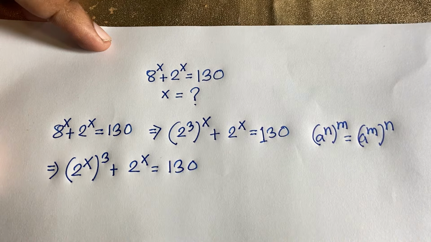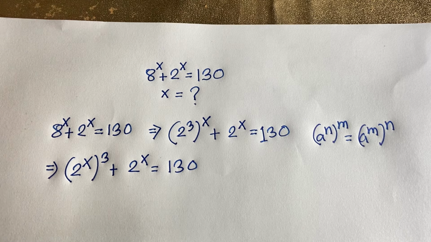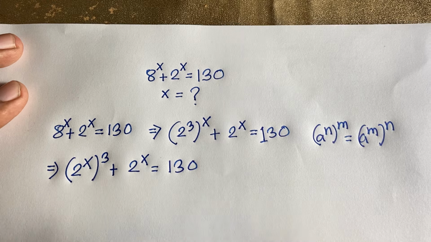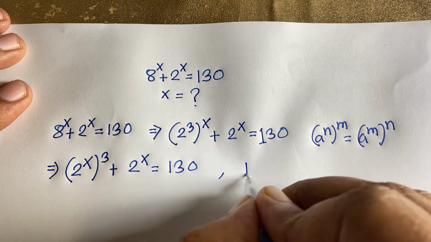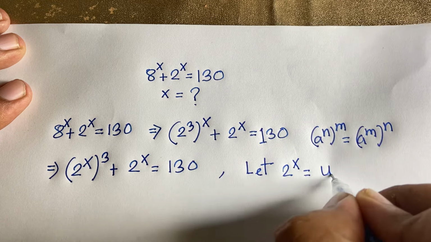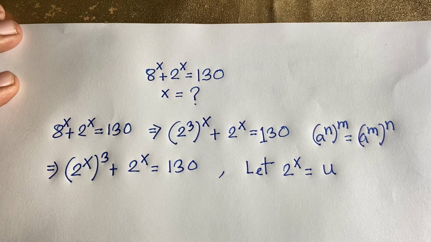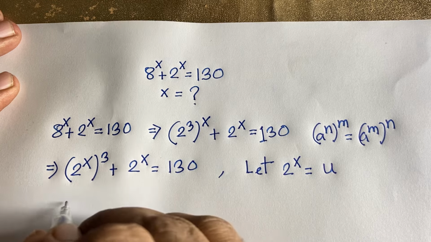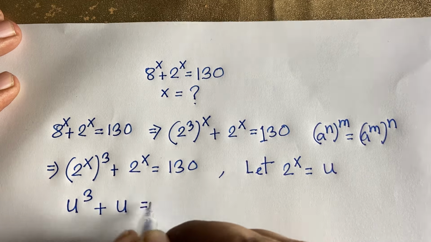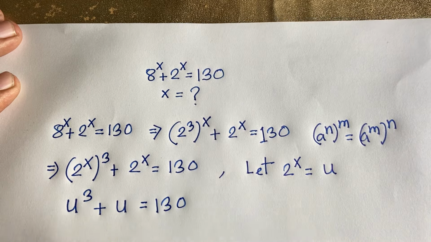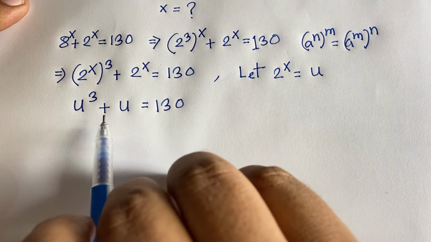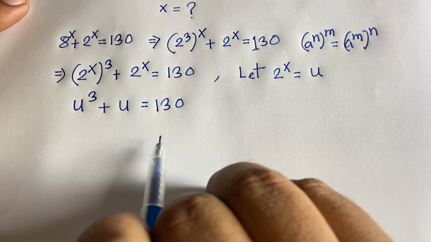So we'll find out here is a wonderful equation, because here is 2 to the power x and this is 2 to the power x. So at this moment, let 2 to the power x be u. So I can easily write u to the power 3 plus u is equal to 130.